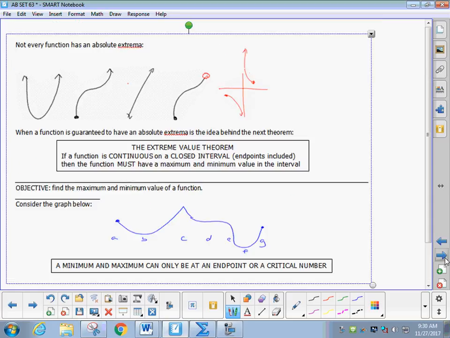All right, not everything has an absolute extreme, or an absolute maximum point. You can see the parabola, for example, has no absolute max. It goes forever up, and because of that, it doesn't have an absolute max, although it does have an absolute min. It doesn't have a maximum value, but it does have a min.